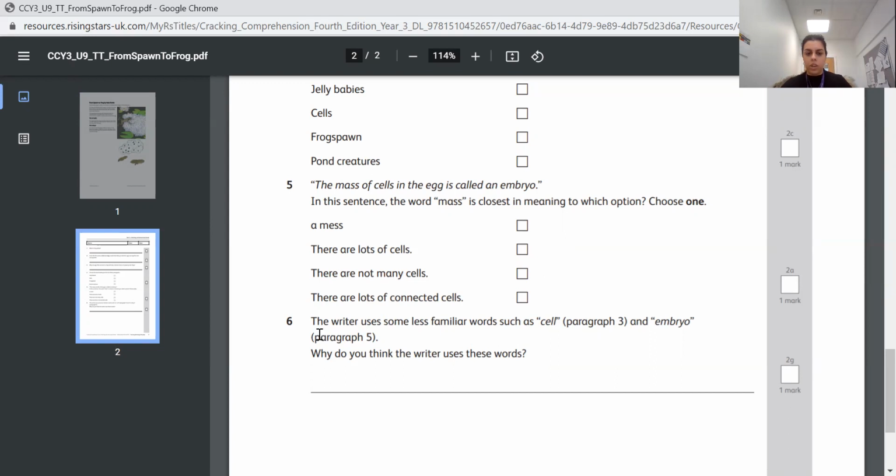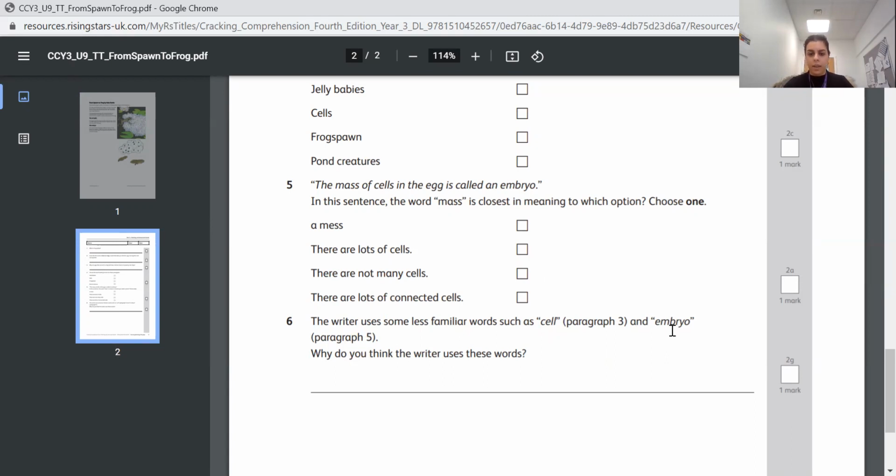Okay, and the last question, it says the writer uses some less familiar words. Less familiar means just sort of trickier words that you may not have heard of, such as cell in paragraph 3 and embryo in paragraph 5. Why do you think the writer uses these words? Now, this answer is not going to be in the text. The word cell is in the text in paragraph 3 and embryo is in the text in paragraph 5. But the answer to this question isn't in the text. Why do you think the writer uses those words like cell and embryo in the text?